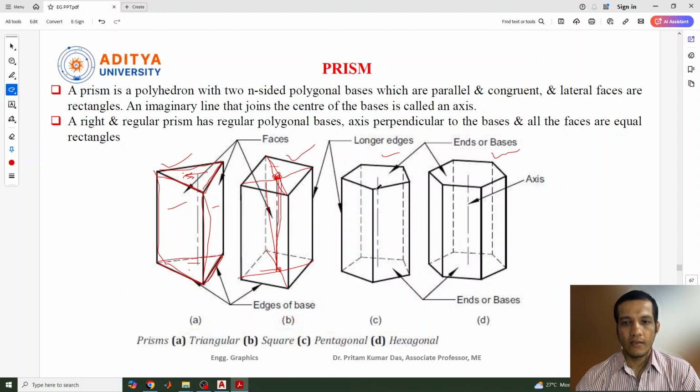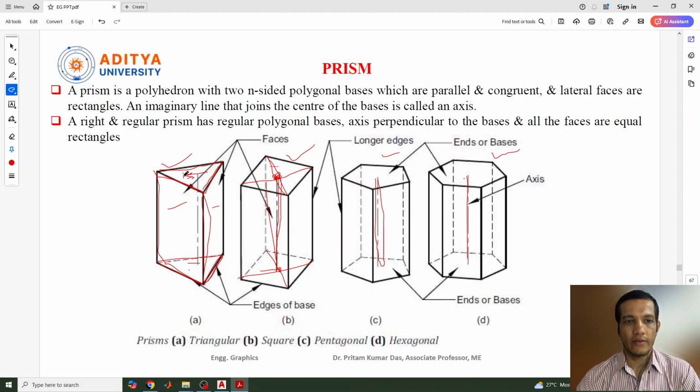This is called the axis of that point. Similarly, for the pentagon, the top will be a pentagon, the bottom will be a pentagon, and these are the bases, the end of the base, and this is the top base. Okay, and this is the axis point. This is the axis line of this pentagon and the axis line of the hexagon. So only the difference will be here.